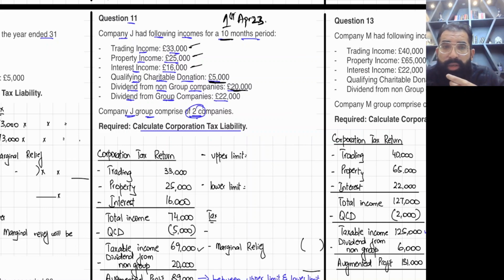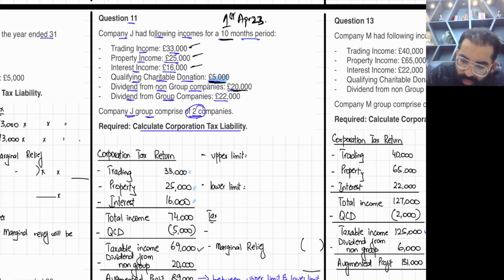That's the biggest advice. Okay, again: trading income 33,000, property 25,000, interest income 16,000. There are no gains now, so total income is 74,000. Then you have a qualifying charitable donation of 5,000, so taxable income, or you call it taxable profits as well, is 69,000. Now there are two dividends.